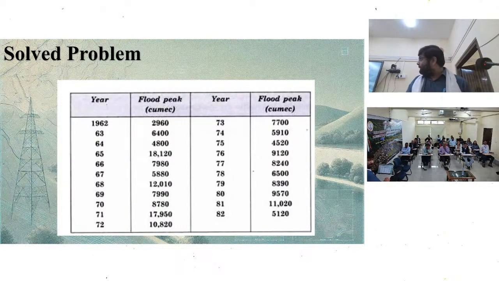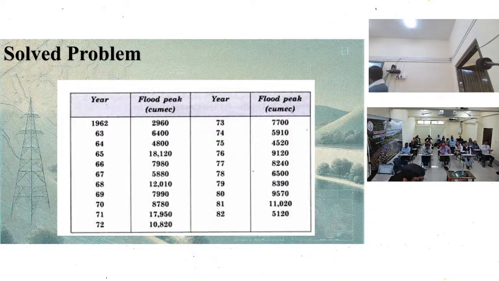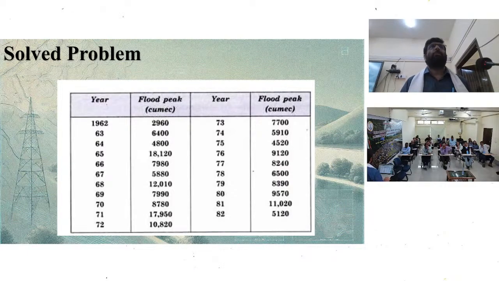So I'll give you an example. This is a solved problem. We have around 21 years of data, and for all these flood years, we have the flood peak. Once we have this data, I want to say what a 25-year return period flood and a 50-year return period flood is, based on this data, that we will try to calculate.